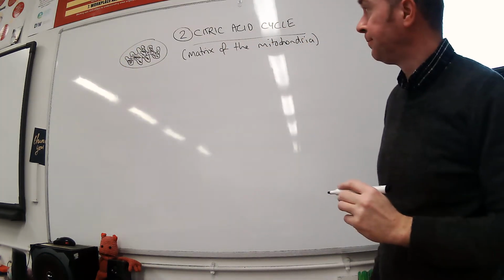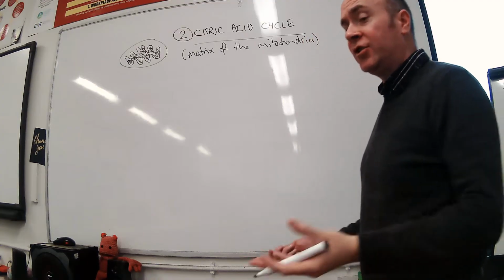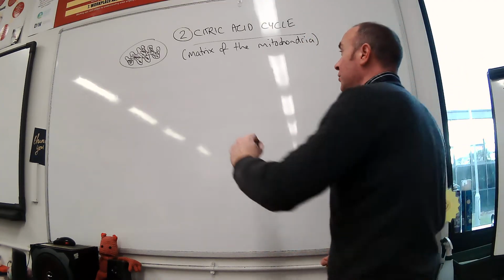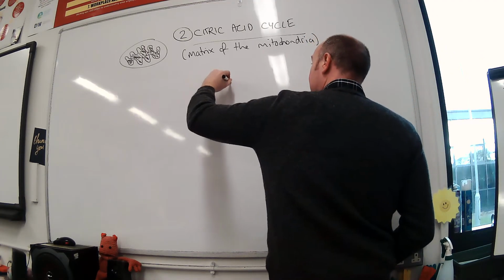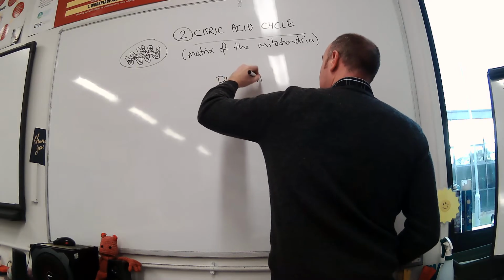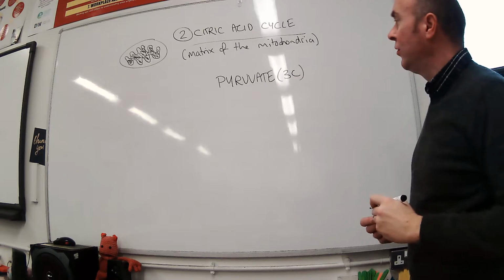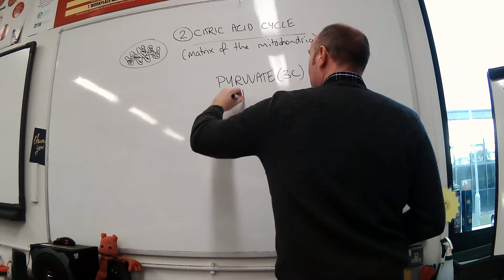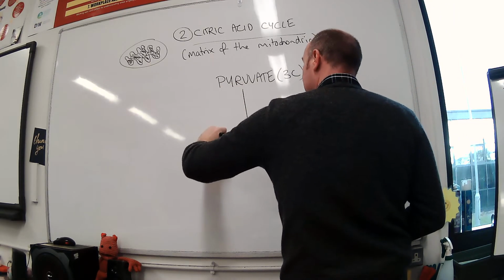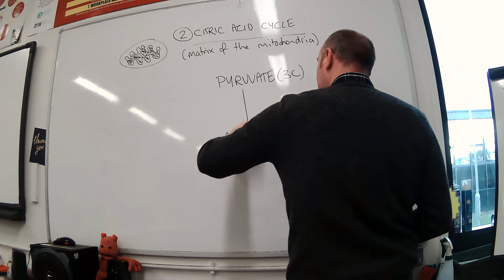Okay. Now, stage 2 starts with the product from stage 1, which is pyruvate. As a reminder, pyruvate is a 3-carbon molecule. The first thing that happens is pyruvate is broken down into a 2-carbon molecule called acetyl.